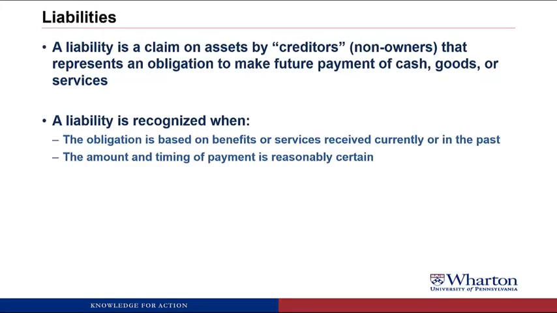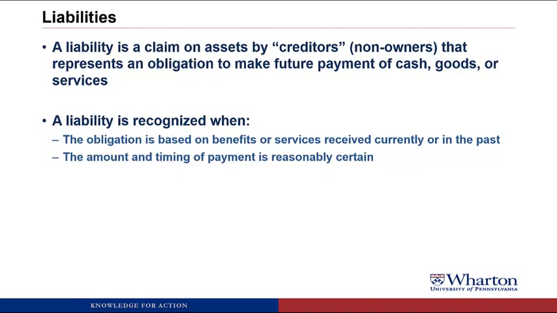Just like assets, there are two criteria for when we recognize a liability. First, the obligation is based on benefits or services received currently or in the past. And second, the amount and timing of the payment is reasonably certain. Even though the words are different, these are essentially the same two criteria for the assets. The first one says there has to be some kind of transaction or exchange where you've received something that creates an obligation. And the second criteria says you can measure the amount of what the obligation is.